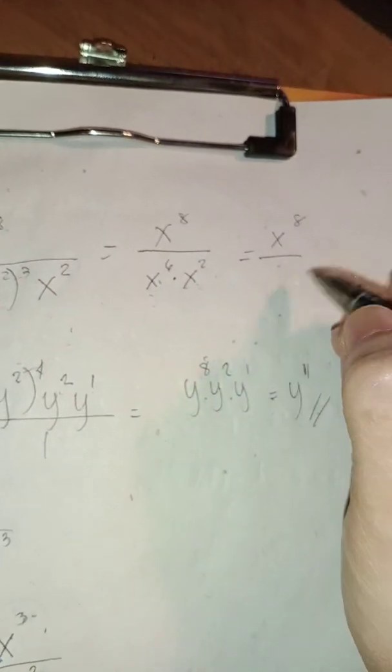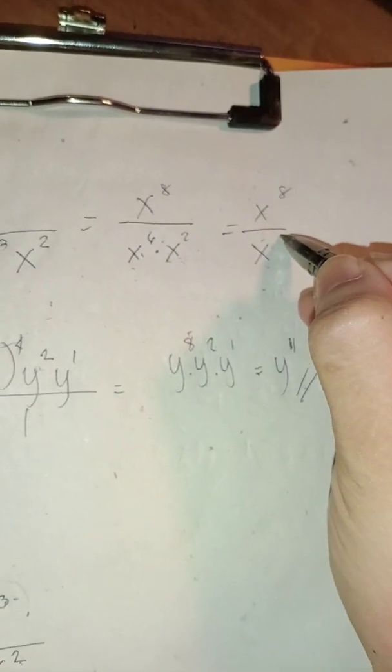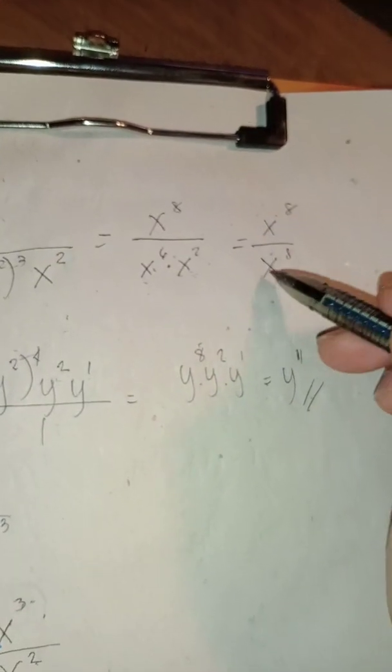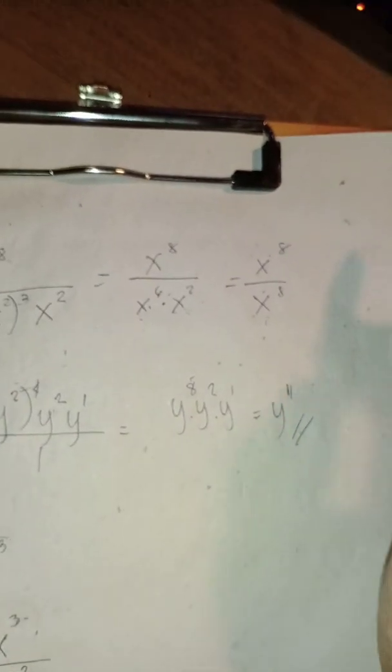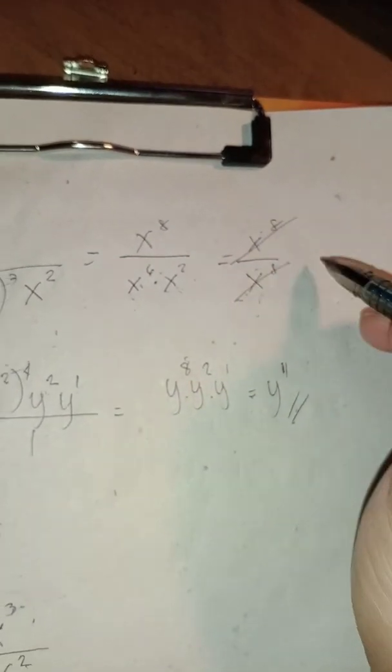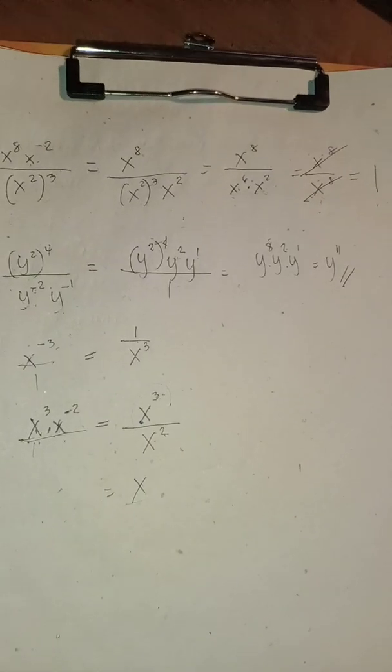Multiply ka, ibig sabihin i-add. Copy the base, add the exponent. No, 6 plus 2, 8. So, same na sila, oh. X raised to the power of 8 and x raised to the power of 8. So, magiging answer nito ay 1. Naintindihan po? Ganun lang po yung exponent, law of exponent.